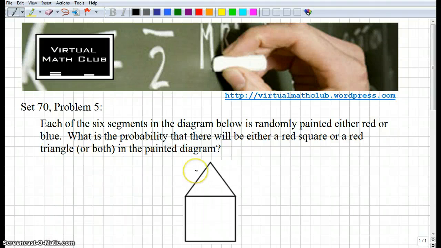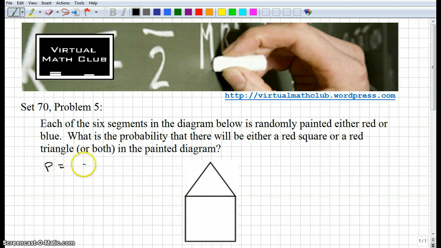Each of 6 segments in the diagram below is painted randomly, either red or blue. And the question asks, what's the probability that there will be either a red square or a red triangle painted in the diagram? Okay. So we're looking for probability.